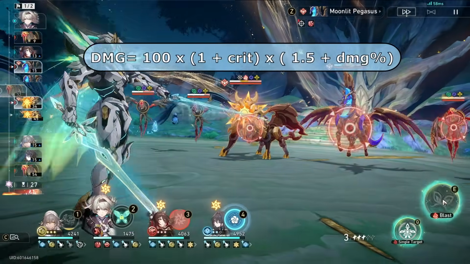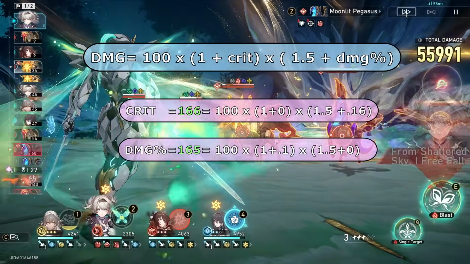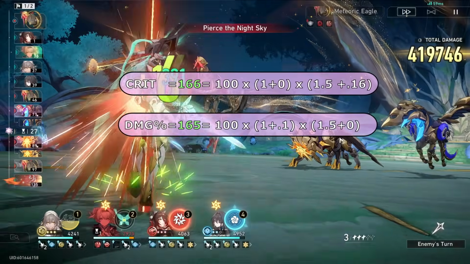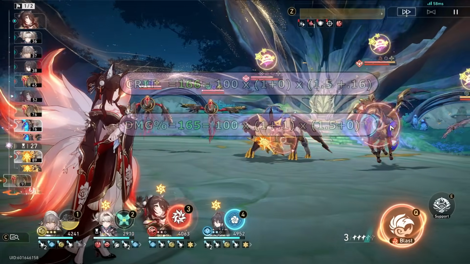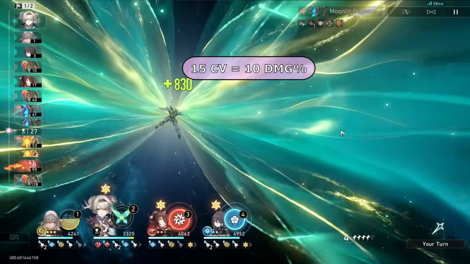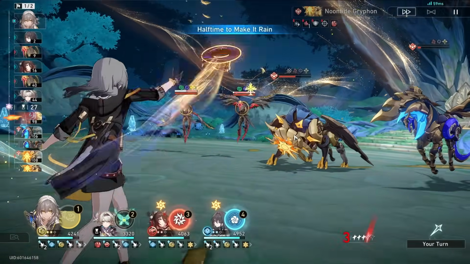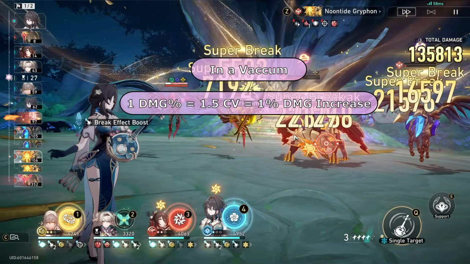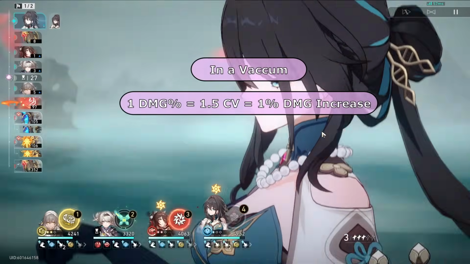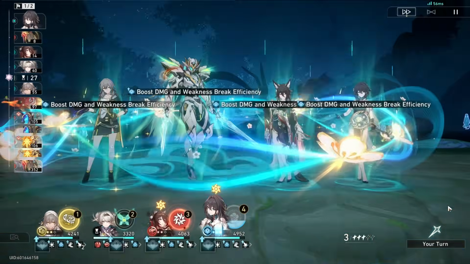Well, using this formula and assuming 100% crit rate, we can just insert our two values, which will give us near identical results. Though the values are very close, it's not quite there yet. In actuality, 15 crit value is equal to 10 damage bonus, which grants us a 10% damage increase at the start. Or we can say that 1% damage bonus is equal to 1.5 crit value, which is equal to a 1% damage increase near the start. Of course, the higher the value, the less each one would provide.